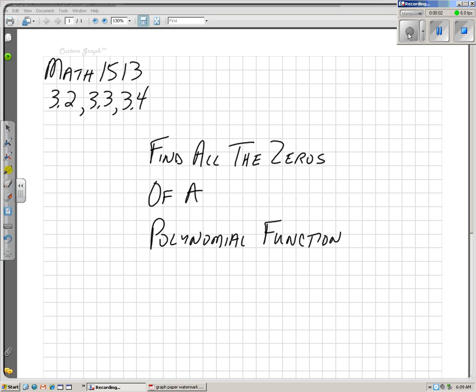Hey guys, this is Northern Oklahoma College Algebra Math 1513. This is going to be kind of a combined lesson, 3-2, 3-3, 3-4. I'm just going to throw everything together in one lesson here, and we're going to find all the zeros of a polynomial function.